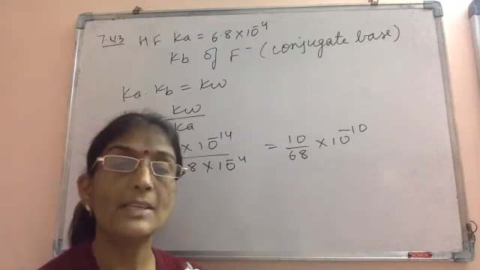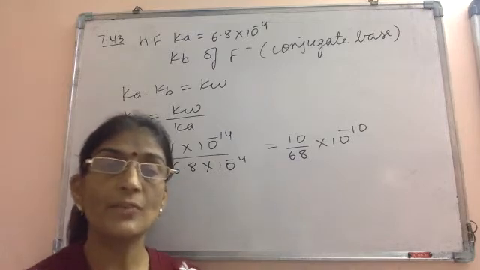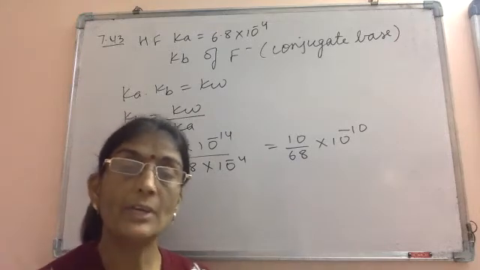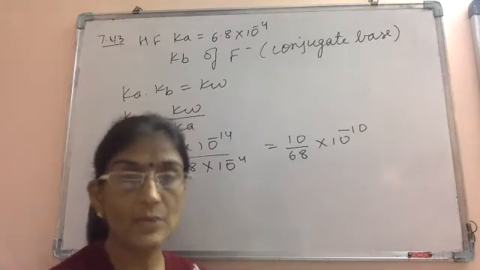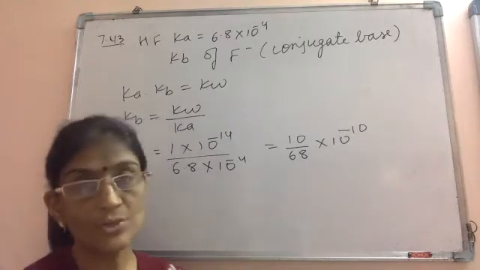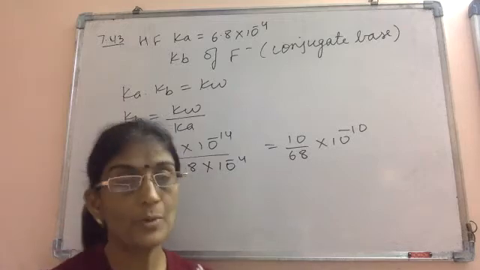HF का conjugate base क्या है? F minus, तो उसी का निकलेगा. ऐसे नहीं कि ionization constant is given for HF and we are calculating NH4 plus Kb. No, it's not so. Conjugate pair જ લેવાનું છે. જે acid હોય એનું જ conjugate base હોય. બેઓના Ka, Kb, their product is 10 to the power minus 14.